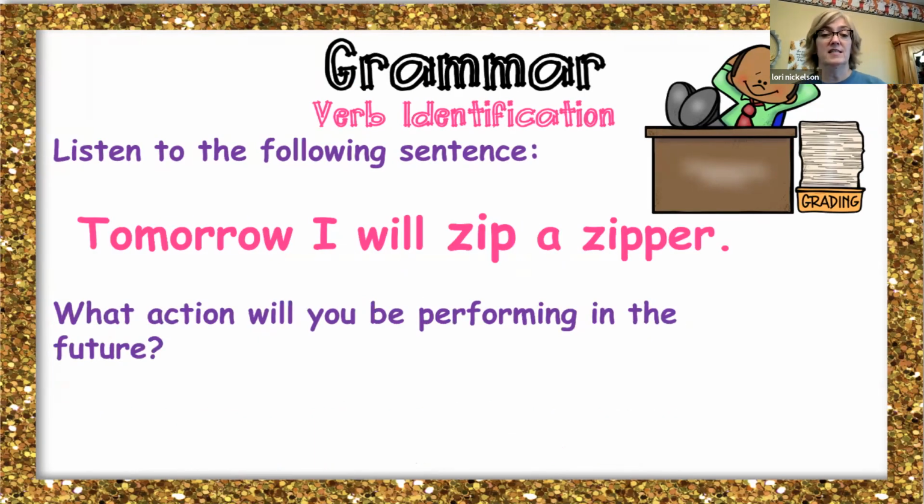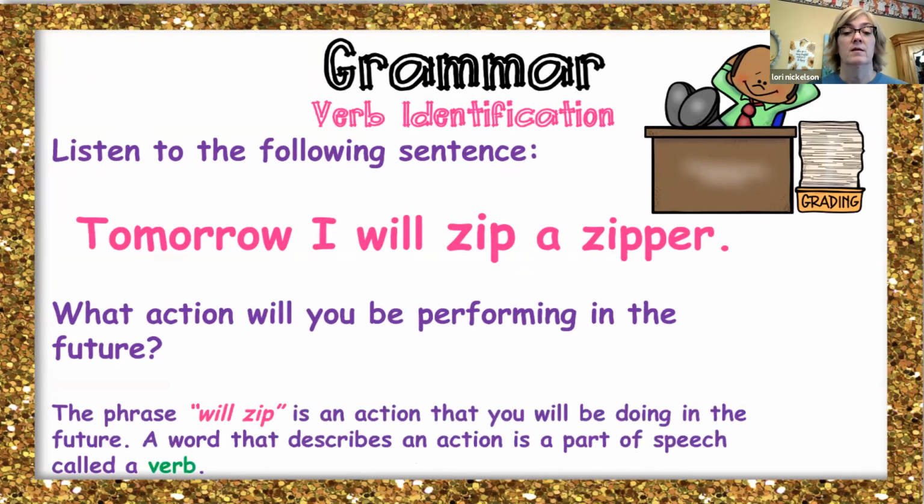Listen to this sentence. Tomorrow I will zip a zipper. What action will you be performing in the future? You're going to zip a zipper, aren't you? You will zip is the action that you'll be doing in the future. A word that describes an action is part of speech called a verb.